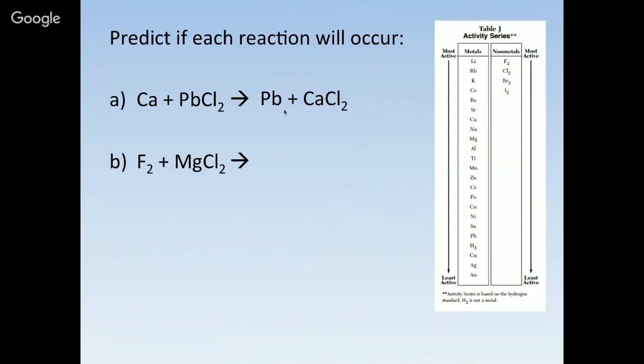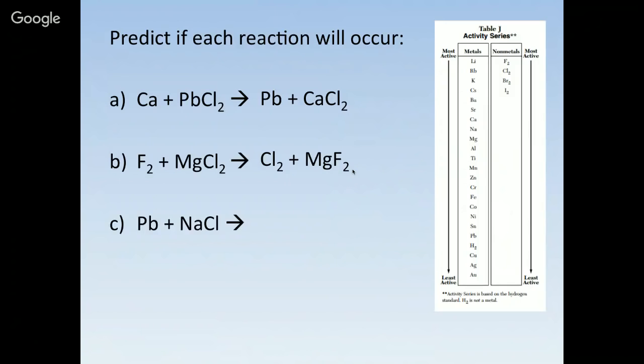So we have diatomic fluorine reacting with magnesium chloride. Is this going to happen? Okay, there's a trick to this one. Instead of using the metal side of the table, we're going to use the non-metal side of the table. Same rules apply: the single element has to be more active than the one in the compound. So you guys are correct. This one is going to form products. We're going to end up with chlorine on its own and magnesium fluoride as the compound.